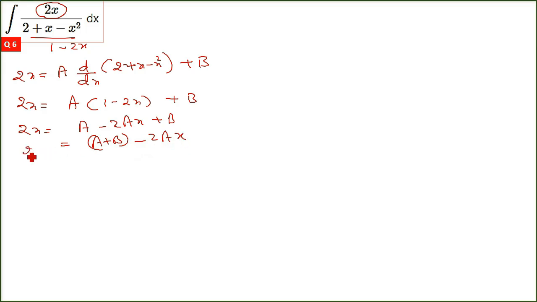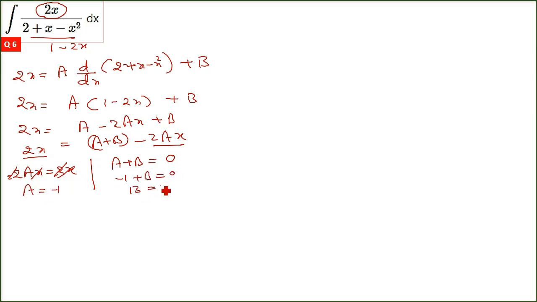And we will be equating the similar terms. So 2x will be equated with negative 2Ax. This is the first equation. And A plus B equals 0 because there is no constant term on the left hand side. So A plus B will be equal to 0. From here this 2x gets cancelled. Negative A equals 1. A is negative 1 here. This A, when you put it here, negative 1 plus B equals 0. B becomes 1. So the equation has become something like this.